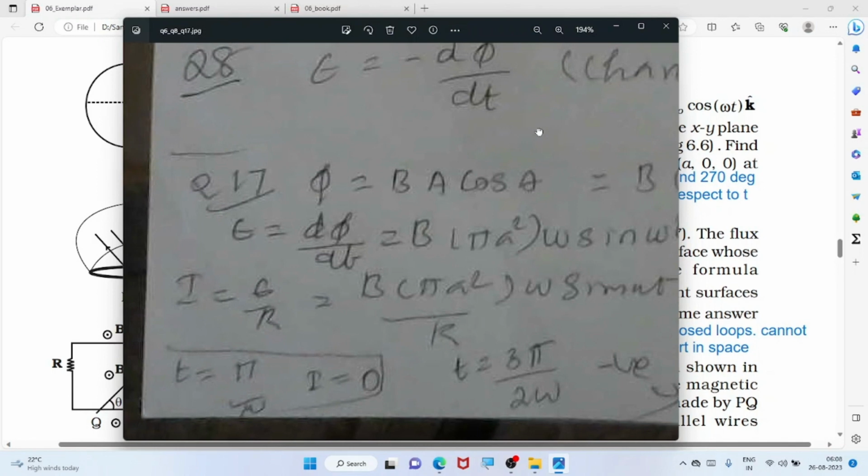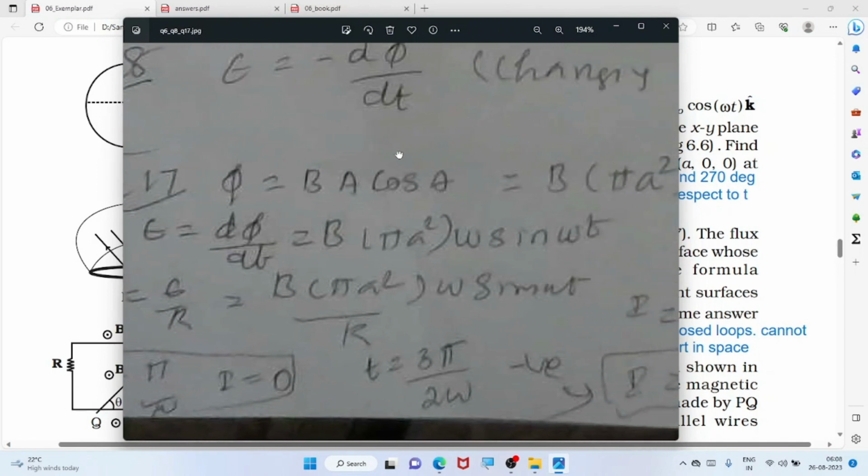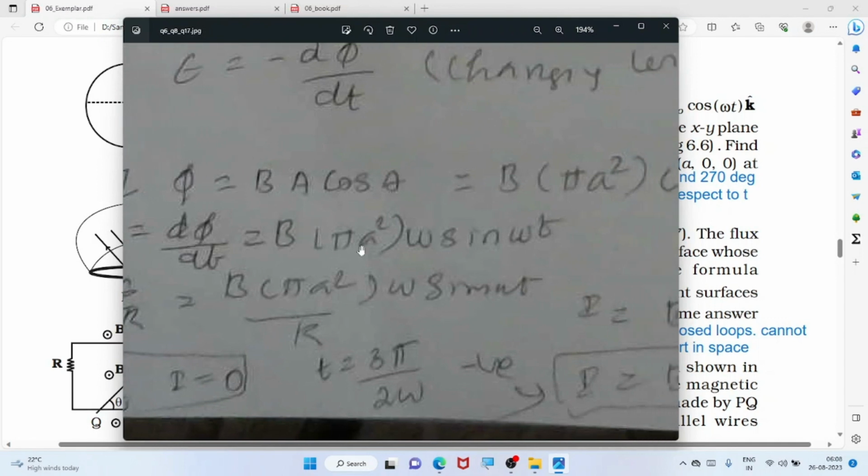Okay, phi equal to BA cos theta. This is induced EMF. We have to find the current. First we have to find the EMF, which is d phi by dt. BA is pi a squared, where a is the radius, the distance from the center, so pi a squared.